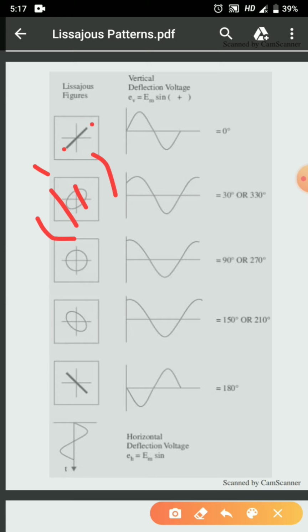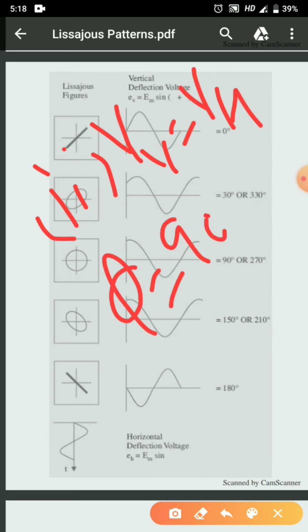Circle or an ellipse, it will depend upon the phase and the magnitude of voltage. Now we can see here that a circle will be formed when the magnitude of the two signals are equal. That is, VV is equal to VH, both should be equal, and the phase difference should be either 90 degree or 270 degree. So as we have seen from the video, we can see here that a circle is formed two times.